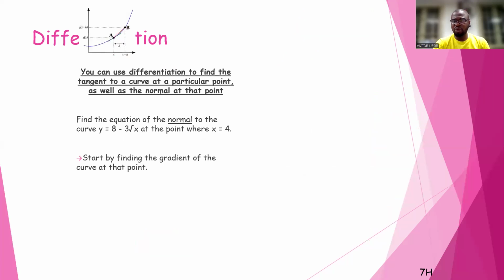Another question that we'll look at. This is an example of: find the equation of the normal to the curve. The same thing you are going to do. Now, this time around, you have to remember that the gradient of the normal of a curve is the negative inverse of the gradient of the curve.